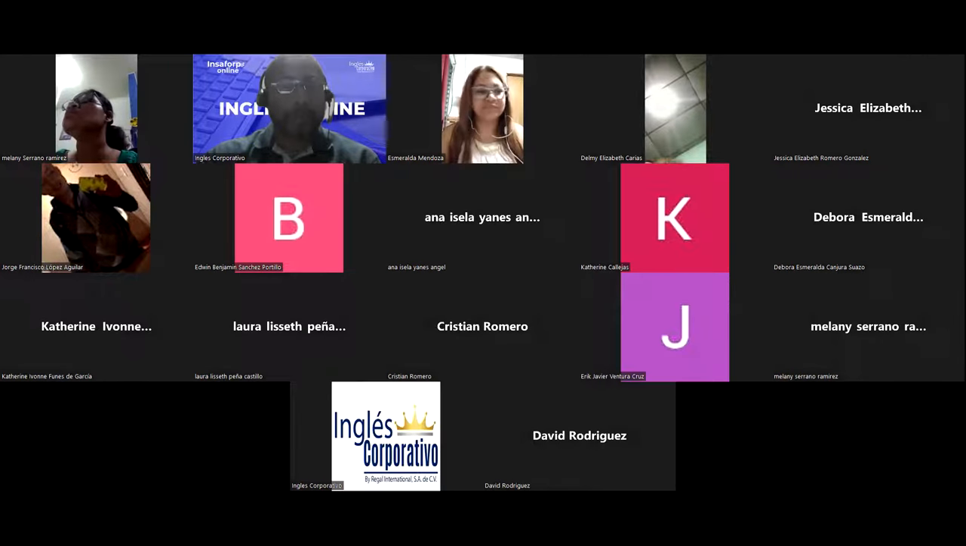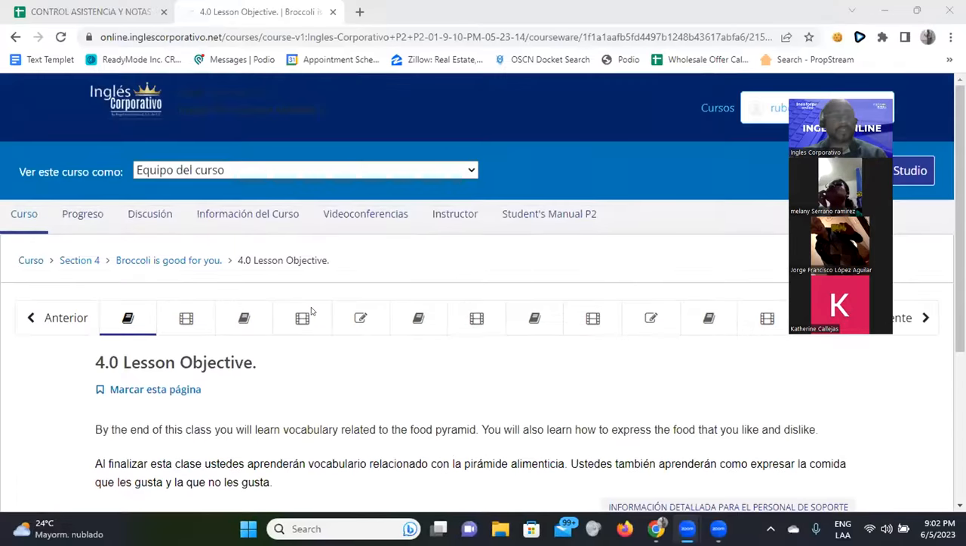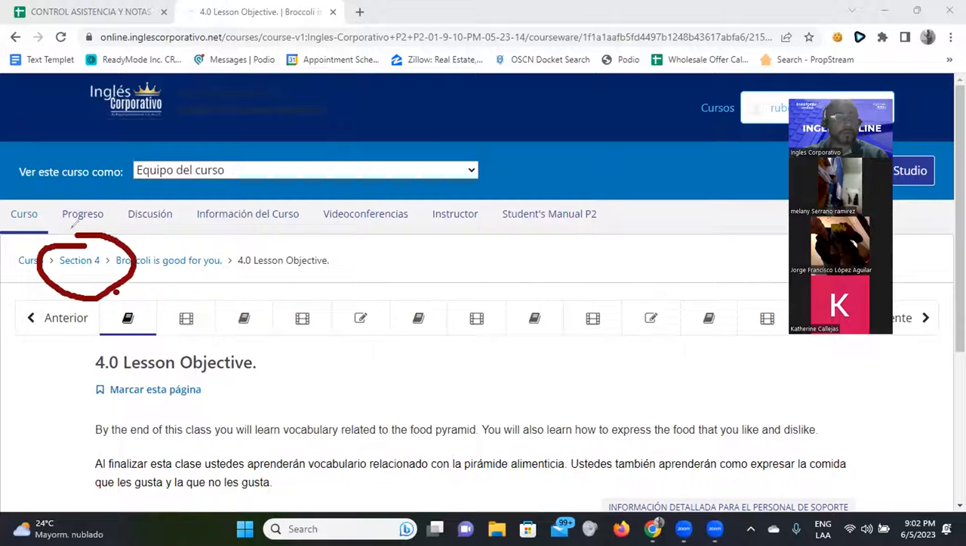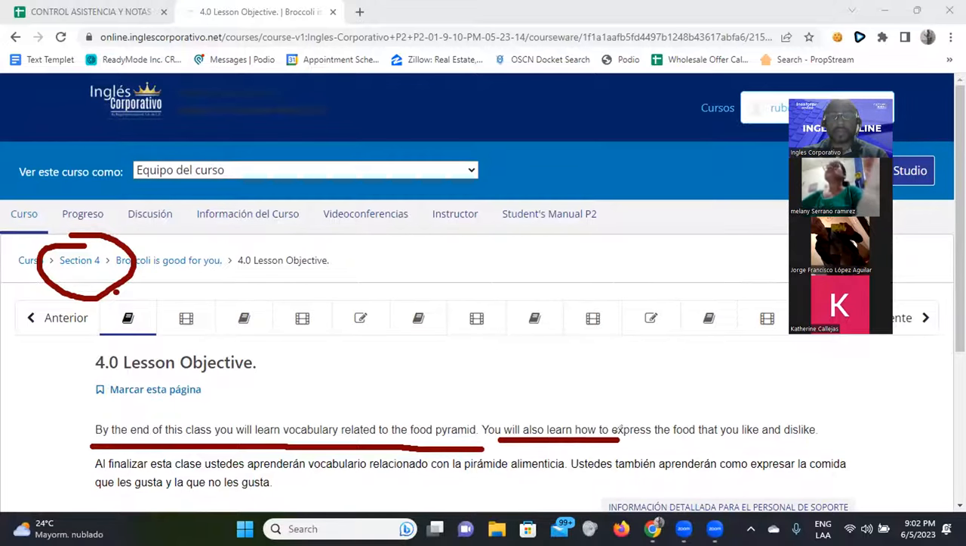Today we are going to start the next section, which is coming from the platform, section number 4. We're going to look at the first activity. It says, by the end of this class, you will learn vocabulary related to the food pyramid. You will also learn how to express the food that you like and dislike.